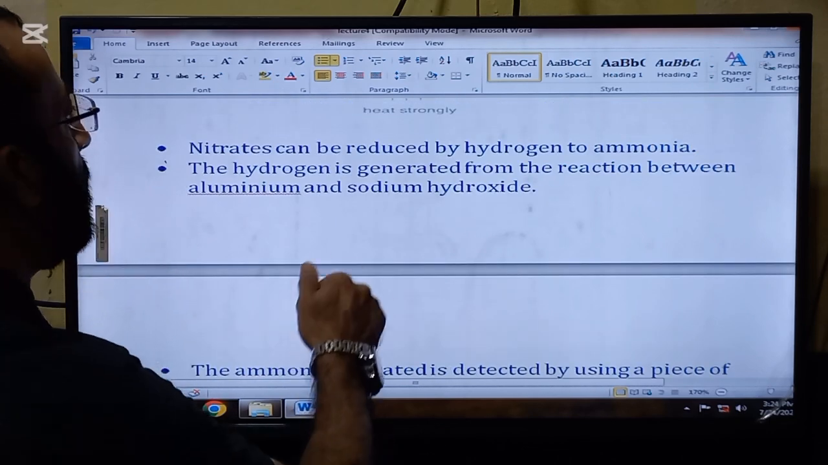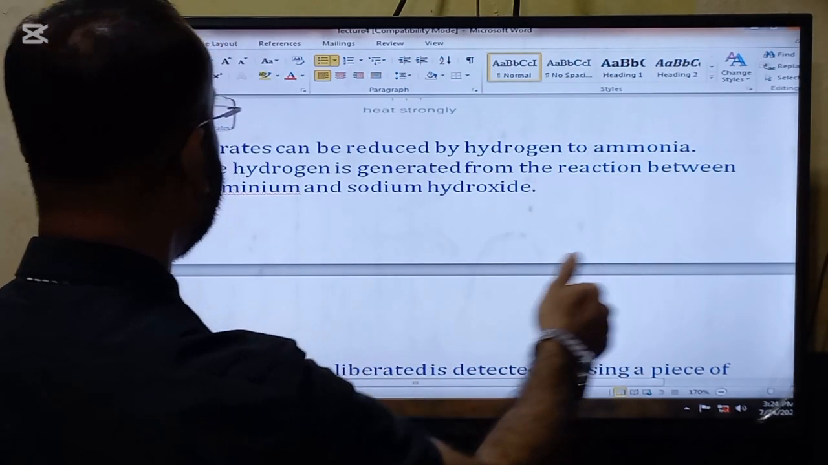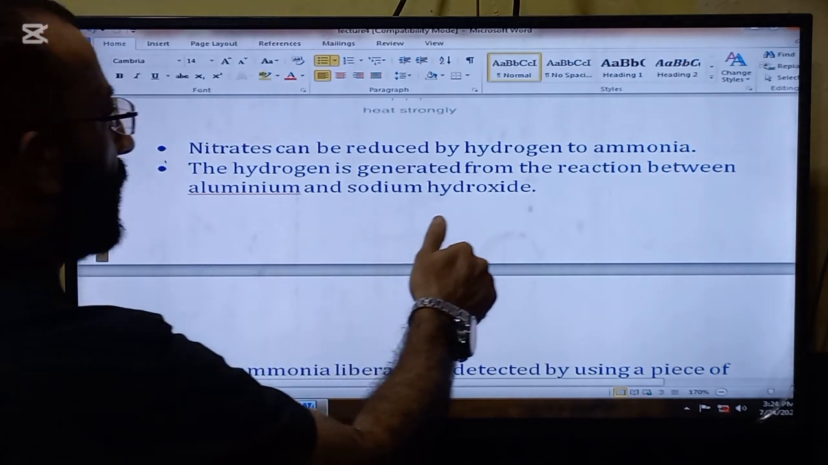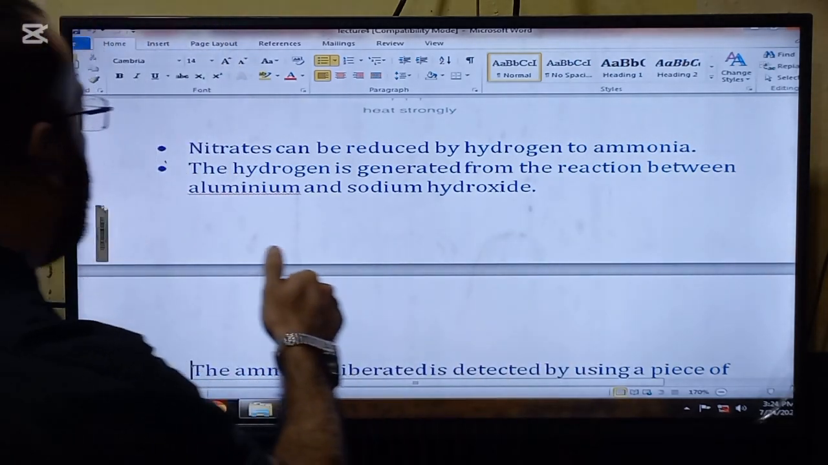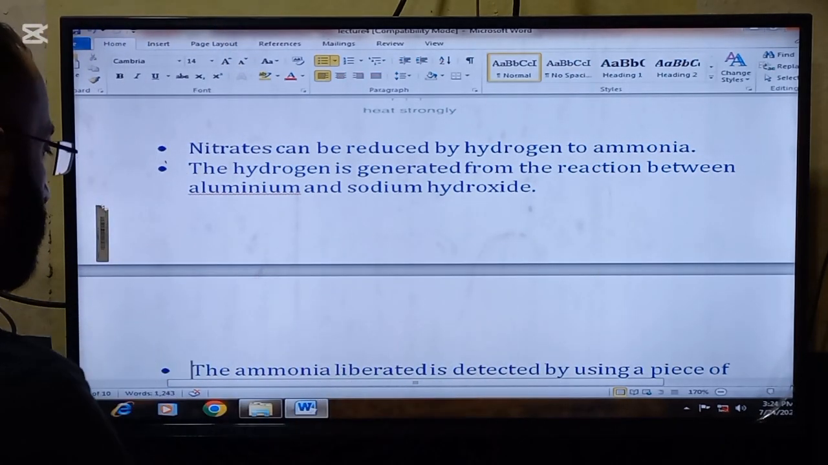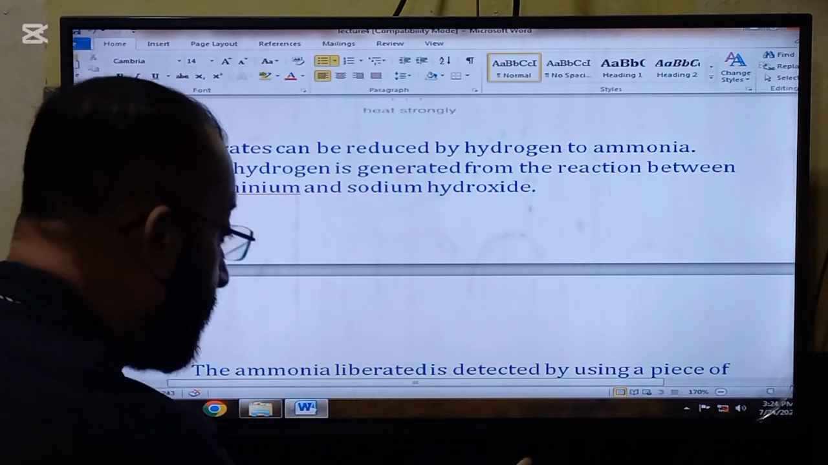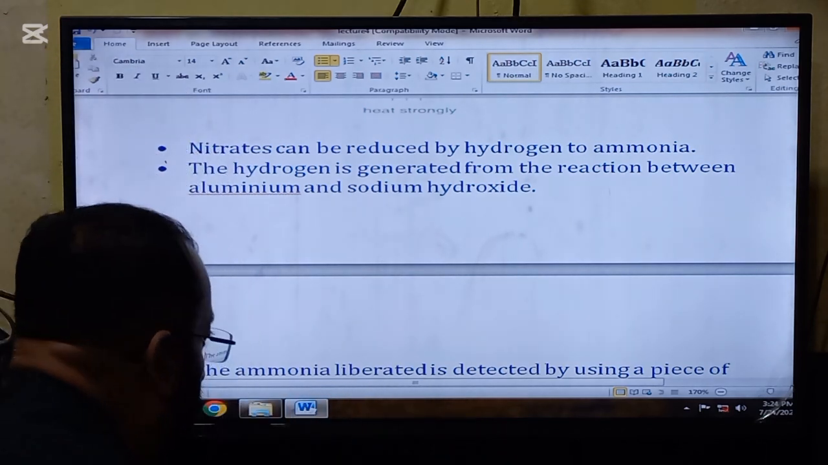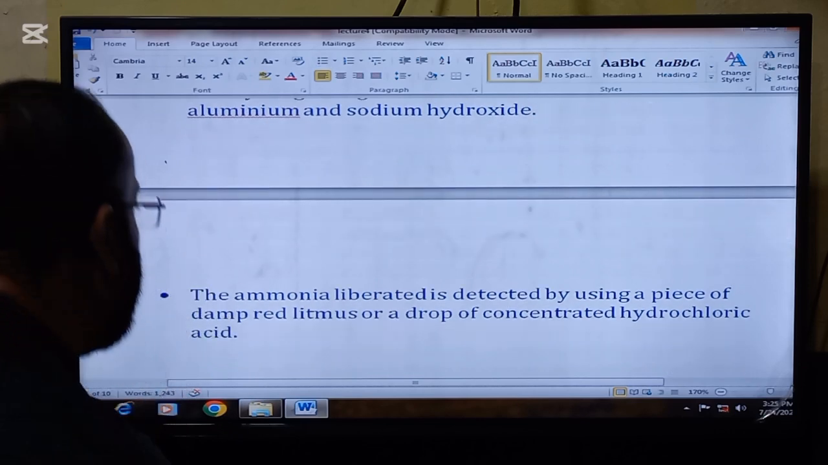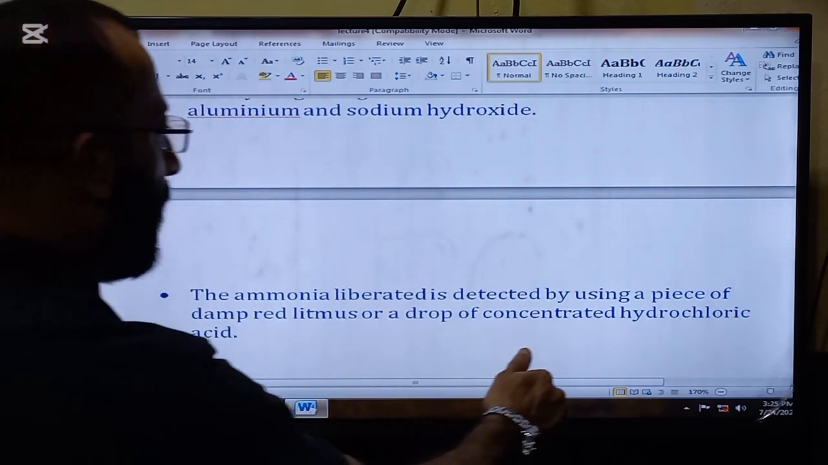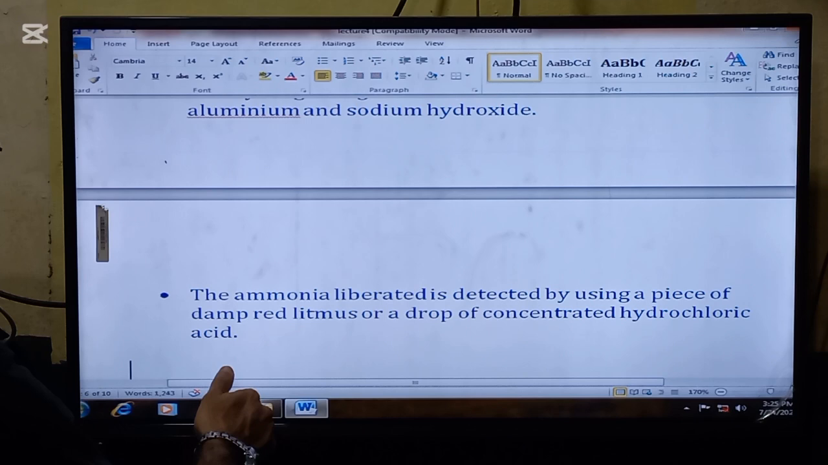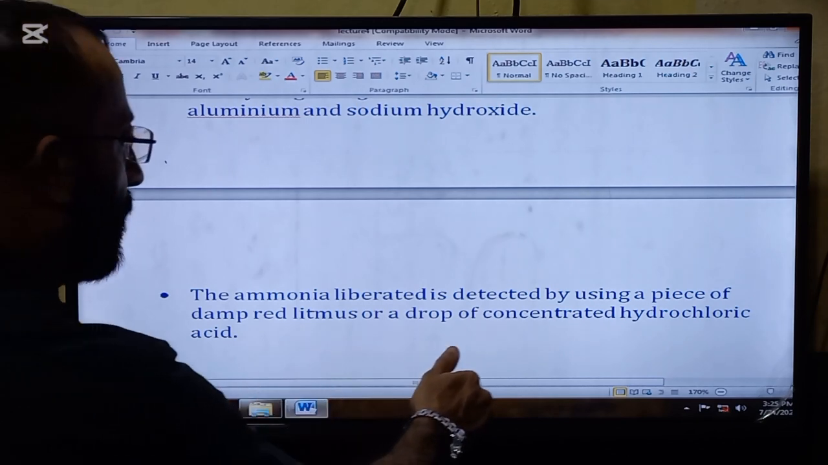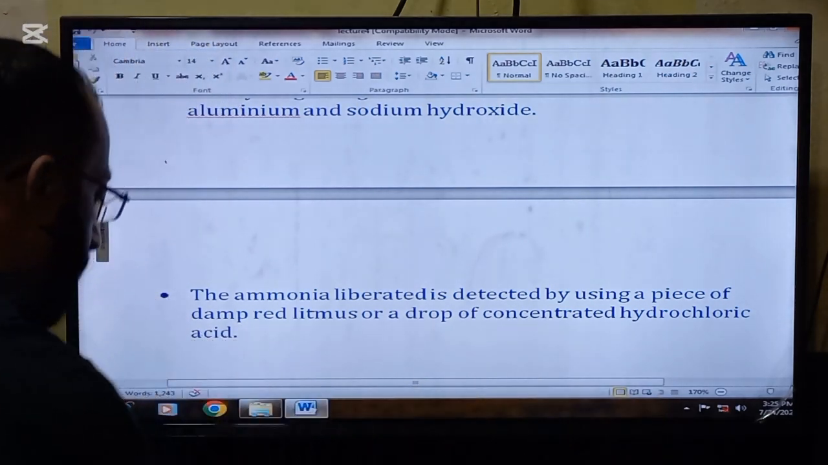Nitrate can be reduced by hydrogen to ammonia. The hydrogen is generated from the reaction between the aluminium and the sodium hydroxide. The ammonia liberated is detected. So this is again another test to identify that the nitrate ion is there. The ammonia liberated is detected by using a piece of damp red litmus or a drop of concentrated hydrochloric acid.